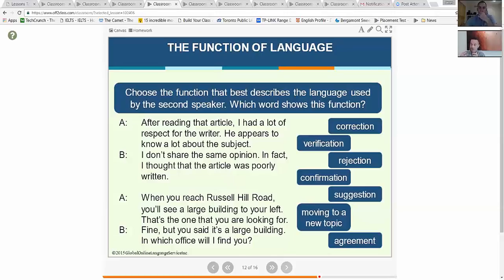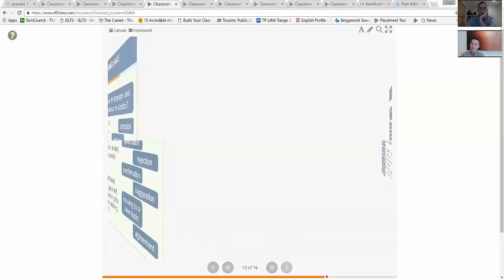This obviously will be vital in parts 1 and 3, where you will have a conversation between 2 or 3, I think it can go up to 4, no, between 2 or 3 people, and they will be tossing ideas backwards and forwards, asking for correction, for clarification, perhaps rejecting an answer, and moving to a new topic. So I've got some exercises here and advise you to do the same thing, where students really look at these different functions of the language.